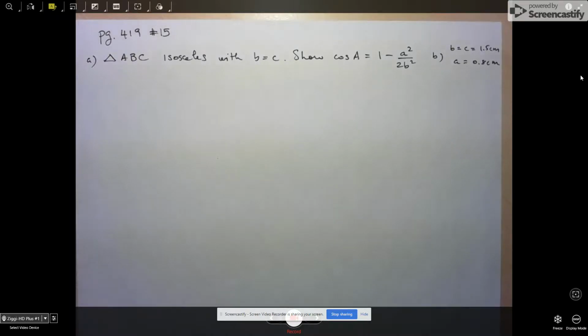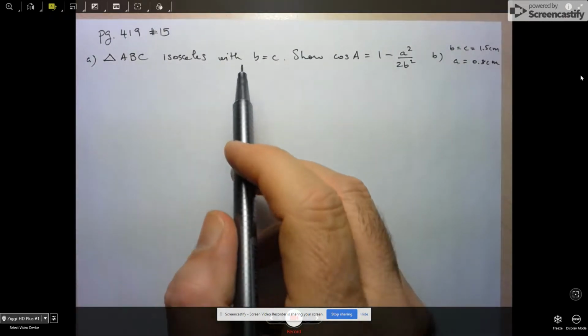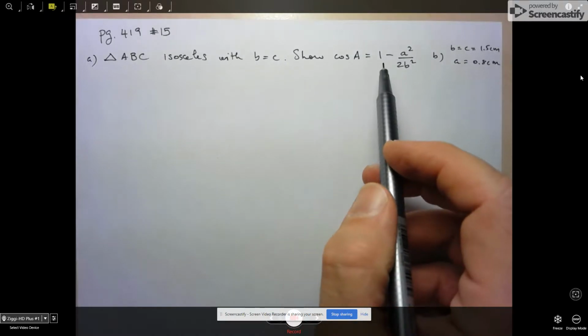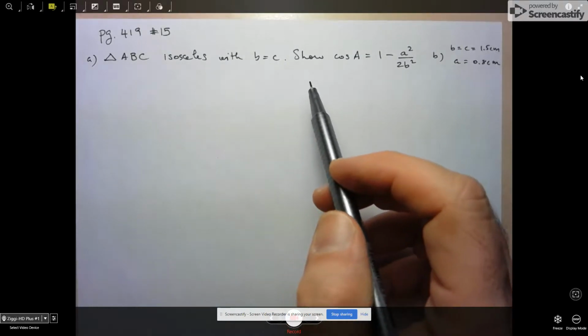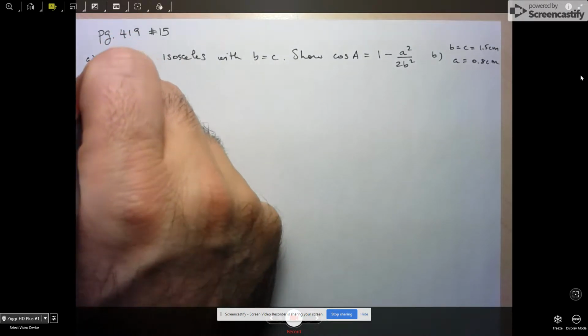Hi folks, we're going to take a look at number 15 on page 419. They tell us that ABC is an isosceles triangle with B and C being the equal sides, and they want us to show that this equation is true for cosine of A. All right, so here we've got some isosceles triangle.